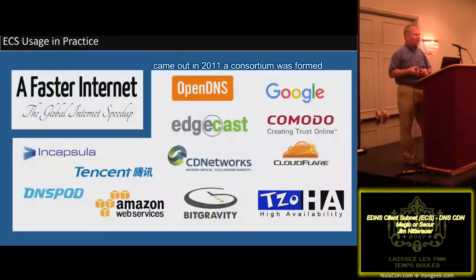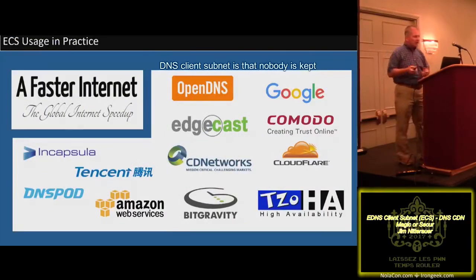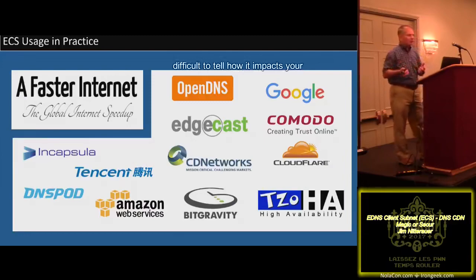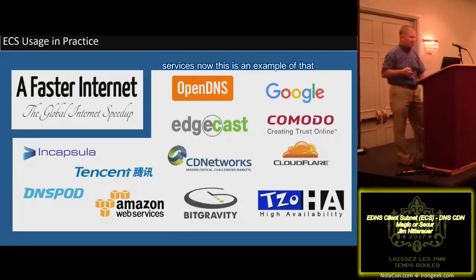So when this first came out in 2011, a consortium was formed called Faster Internet. It includes all these players here. The problem with EDNS client subnet is that nobody has kept a repository as to who supports it and who doesn't support it, both from a primary and from a caching side. So it's very difficult to tell how it impacts your network and how it's going to impact your browsing and your privacy. So this website hasn't been updated in quite some time, as you can tell, because Amazon changed their name to Amazon CloudFront Services now.